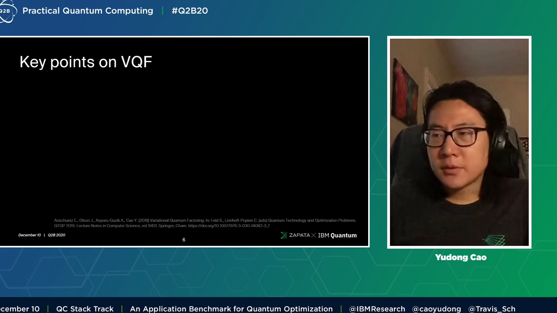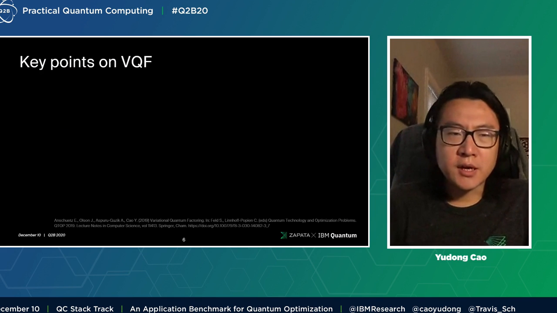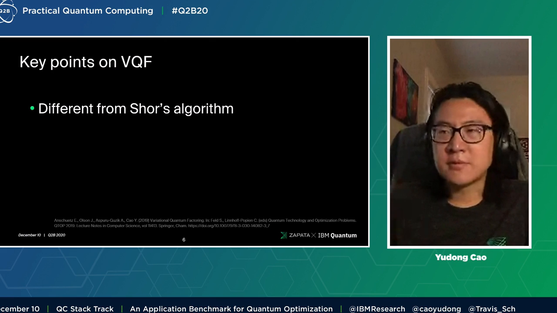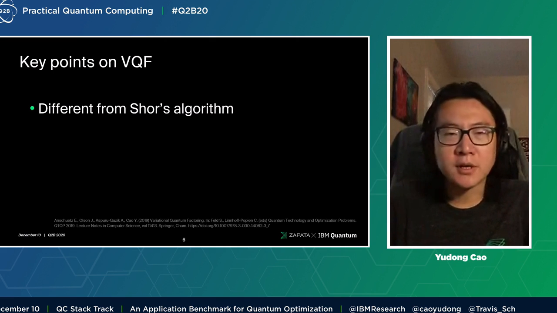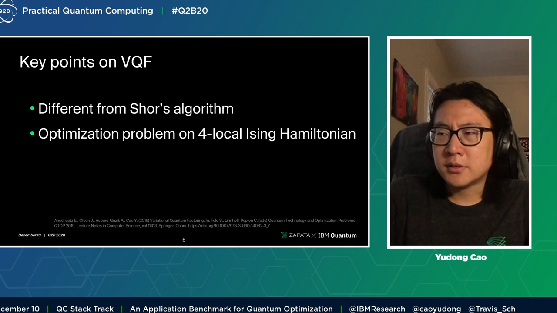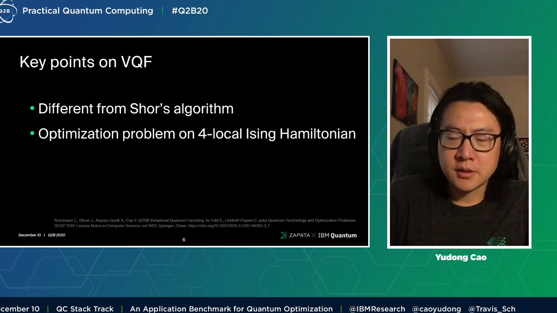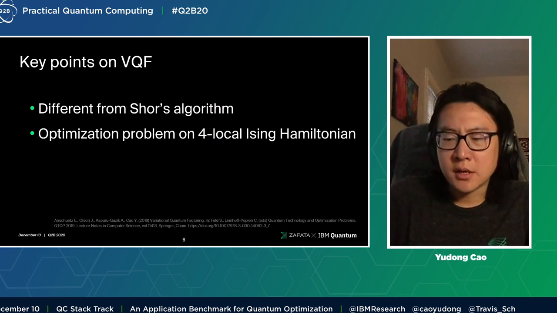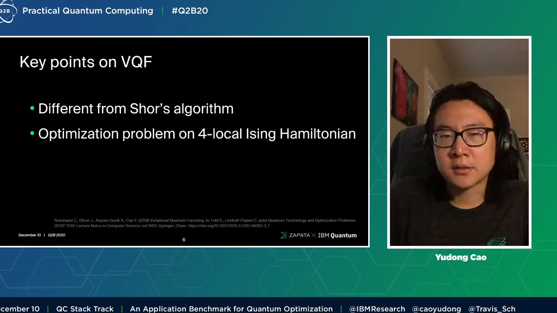There are a couple of key points on VQF that I think are worth highlighting. The first is that it's different from Shor's algorithm. Every time we mention quantum factoring, this is probably the first algorithm that comes to mind. The particular approach of VQF does not use the number theoretic structure that algorithms such as Shor's algorithm typically take advantage of. But there are interesting aspects of this approach, since it gives rise to these four-local Ising Hamiltonians, which is in some sense beyond the scope of most current studies on QAOA, which largely focus on solving max cuts on d-regular graphs, and give rise to largely two-local Ising Hamiltonians.